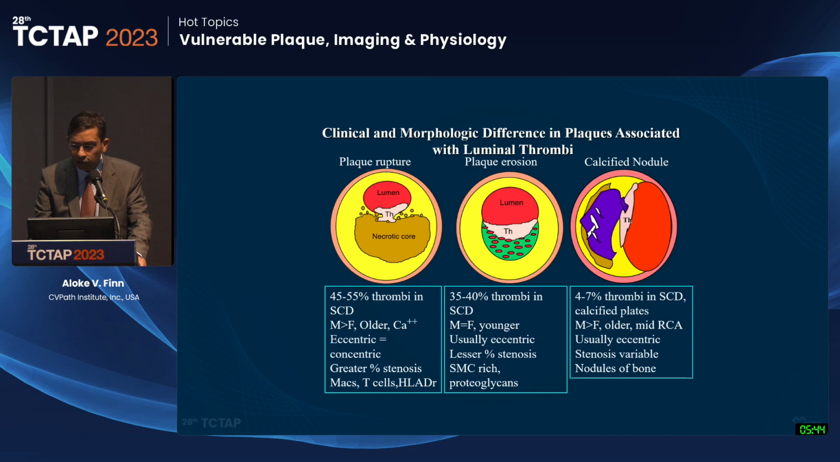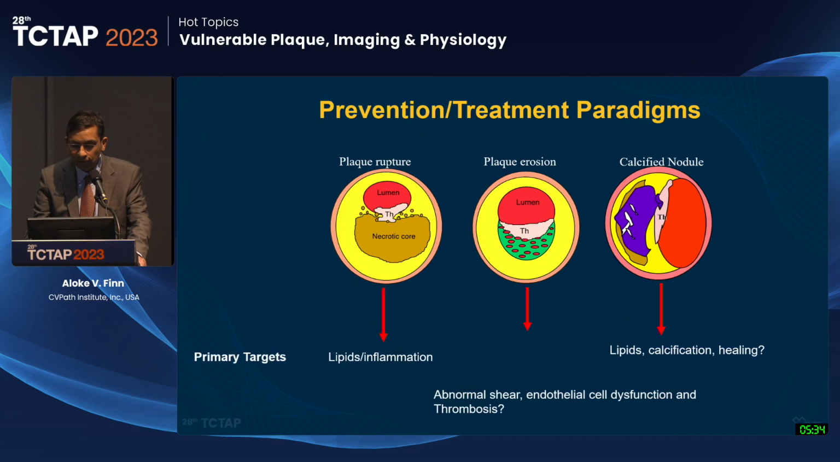And then calcified nodule, as he mentioned, is more of an older patient disease, calcified plates or nodules of calcium that really erode into the lumen, causing thrombosis.